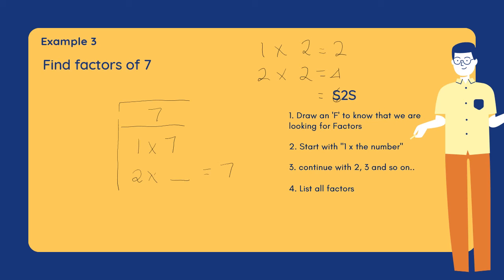I think the only numbers that we can multiply to get 7 is 1 times 7. So the answer is 1 and 7 as factors of 7.